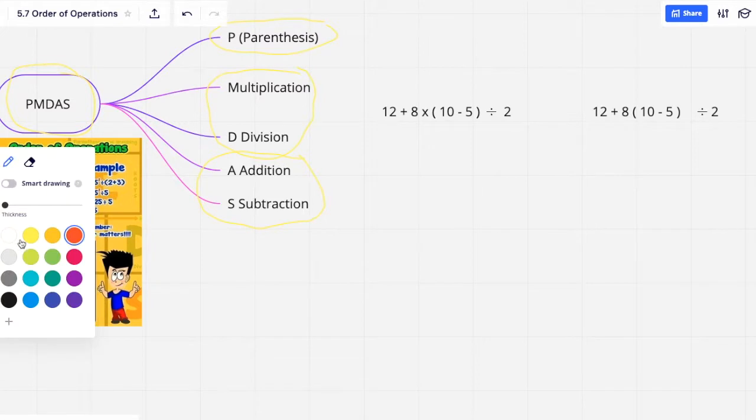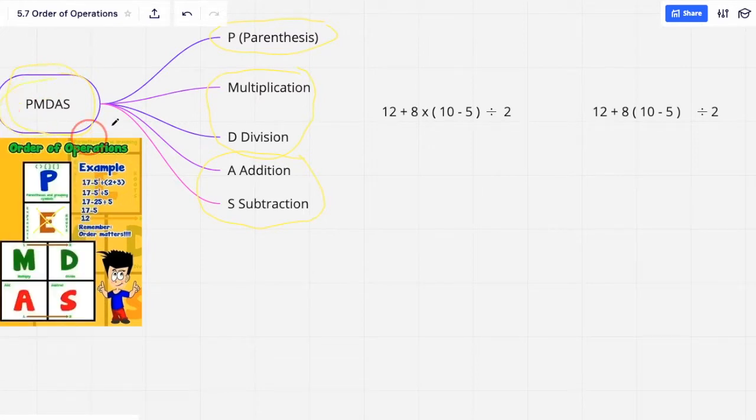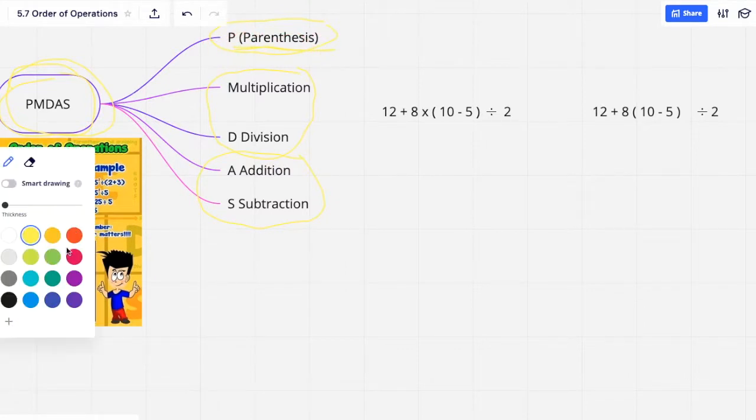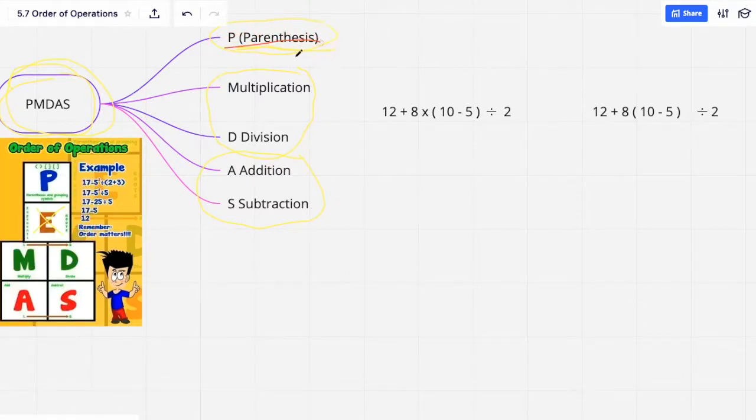We have our little PMDAS right here. P stands for parentheses, M stands for multiplication, D stands for division, A stands for addition, and S stands for subtraction. It used to be PEMDAS, but exponents moved to 6th grade, so we don't have to deal with those anymore, so now we cut it down to here. So the mnemonic we came up with was Potato Man does a song.